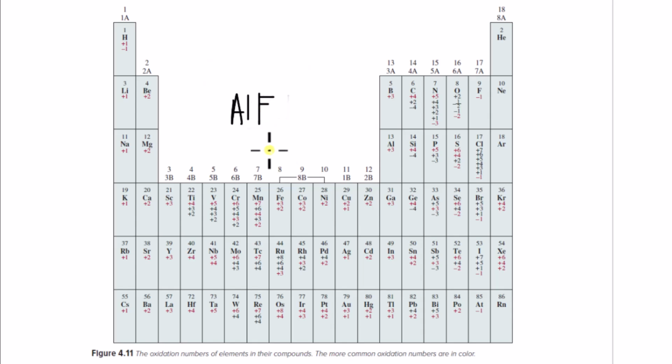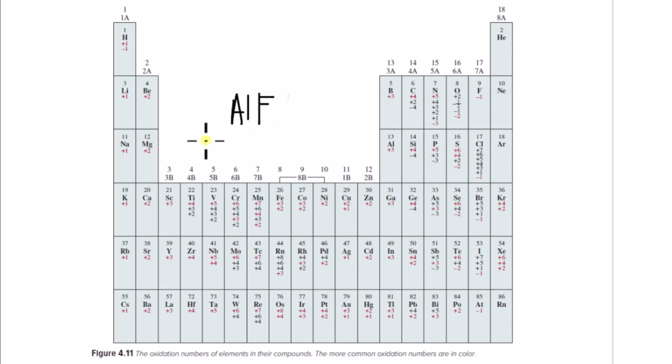This compound has been seen to exist, but it's an unstable, high-temperature gas phase molecule that quickly reverts back to the reactants it was formed from, but it has been observed to exist. Okay, so we can think about this as a compound that can, in some circumstances, be formed. So, okay, let's assign the oxidation numbers here.